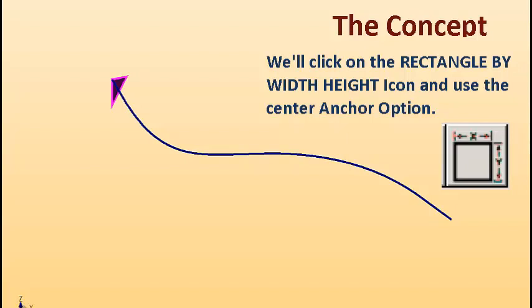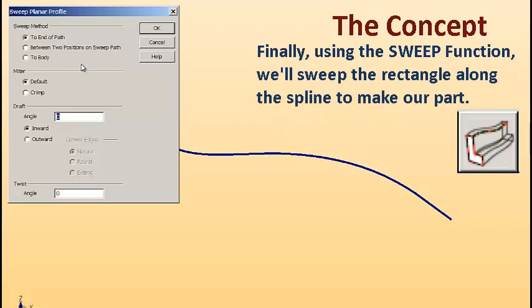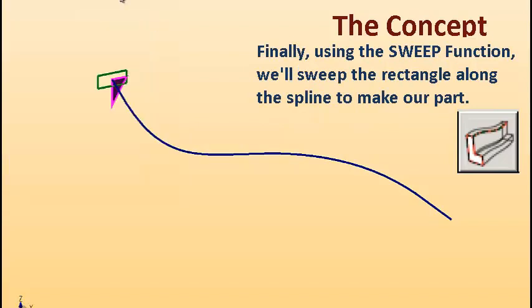Next, we'll click on the rectangle by width height icon and use the center anchor option. And using that option, we'll place that rectangle at the left end of the spline. Finally, using the sweep function, we'll sweep the rectangle along the spline to make our part.